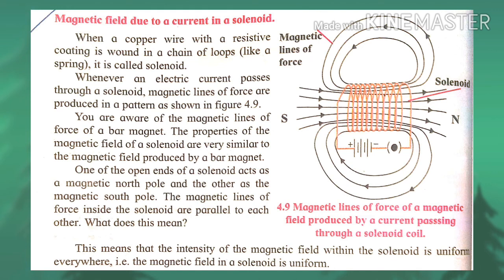With the help of solenoid, we can magnetize a piece of a rod of a given material. Magnetic lines of force inside the solenoid are parallel to each other. This means that intensity of the magnetic field within the solenoid is uniform at everywhere. That is, magnetic field in a solenoid is uniform.